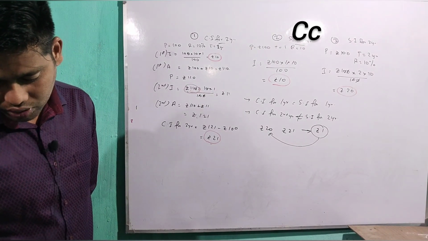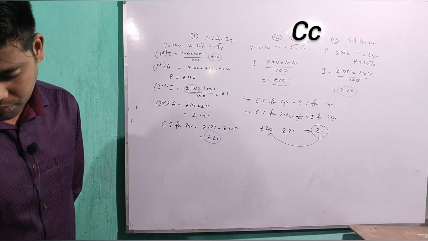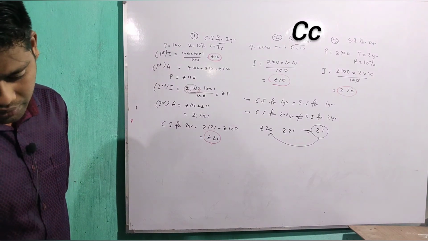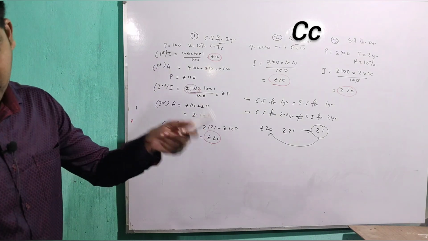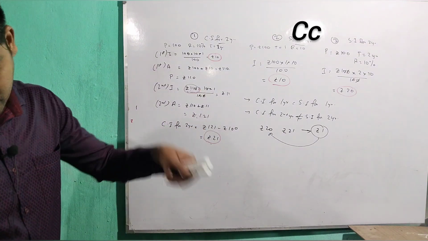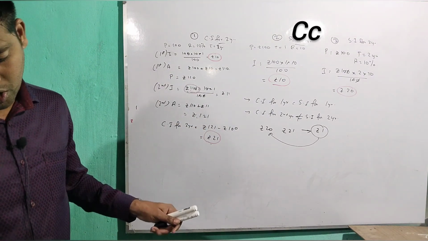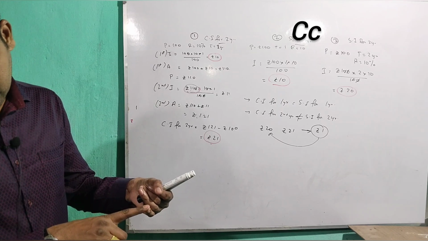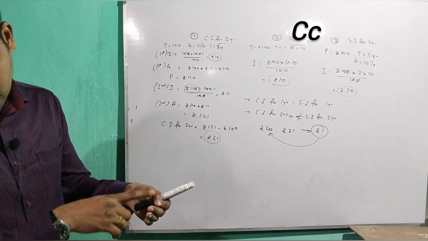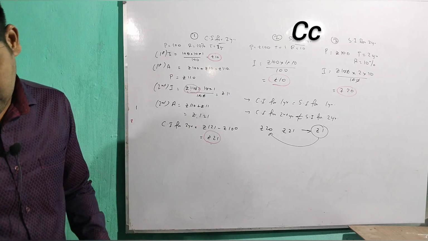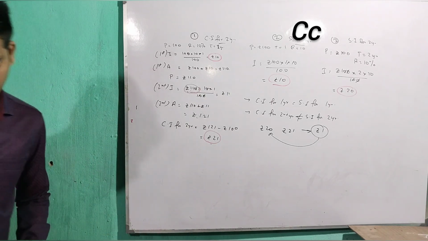The compound interest on a sum of money for 2 years is rupees 410, and the simple interest on the same sum of money, means the principal is the same, for the same period, time is also the same, at the same rate, is rupees 400. So the compound interest is 410 and the simple interest is 400 for 2 years. Find the sum and the rate. Okay, you have copied the question.